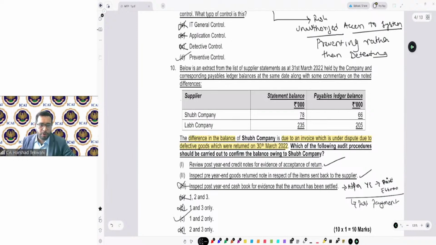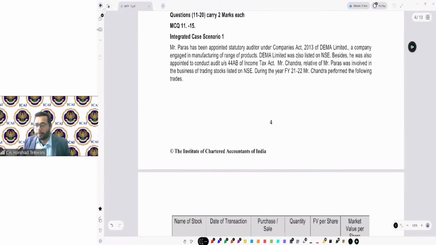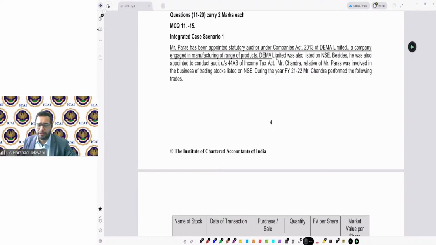The next part that I want to discuss here is the integrated case scenario. Let's discuss the integrated case scenario, and then we'll discuss the questions with respect to that. Mr. Paras has been appointed statutory auditor under the Companies Act 2013 of DEMA Limited, a company engaged in manufacturing a range of products. DEMA Limited was also listed on NSE.